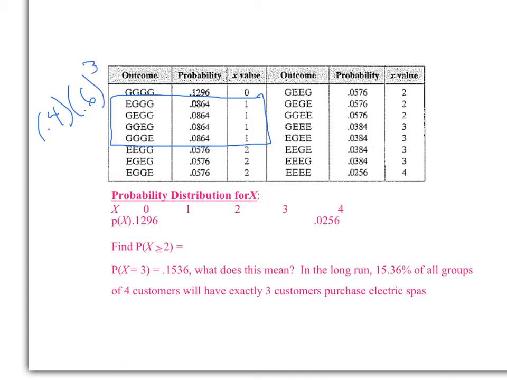And so that's, if you add up 0.0864 and multiply it by 4, you're going to end up getting 0.3456 for one customer purchasing an electric model.